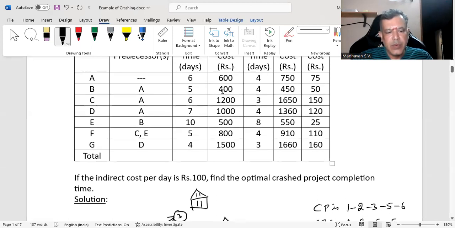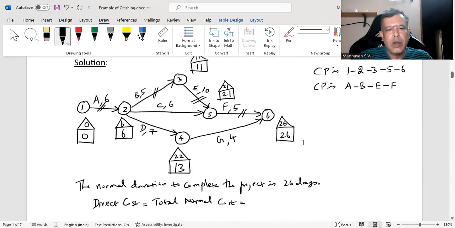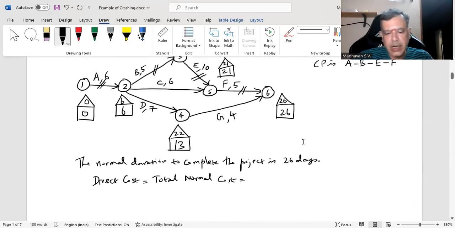So 600 plus 400, it is 1000. 1000 plus 1000, 2000. 2000 plus 1200, it is 3200. 3200 plus 500, it is 3700. 3700 plus 800 is 4500. 4500 plus 1500, we get 6000. So the total normal cost is 6000. So here I will write rupees 6000.